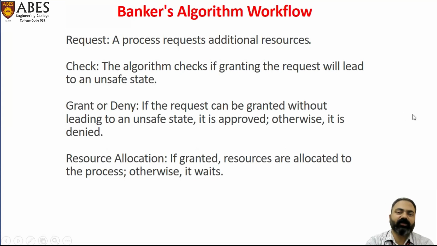What is request? A process requests additional resources. The algorithm checks if granting the request will lead to an unsafe state, then grants or denies. If the request can be granted without leading to an unsafe state, then it is approved. Otherwise, it is denied. Resource allocation: if granted, resources are allocated to the process. Otherwise, it waits. So this is the workflow for Banker's algorithm.